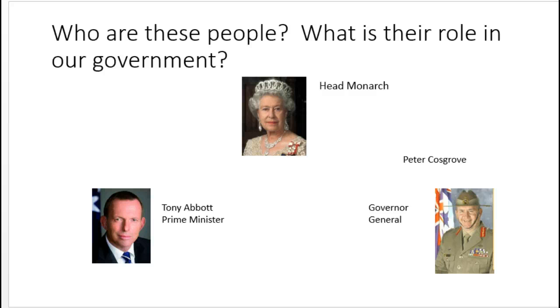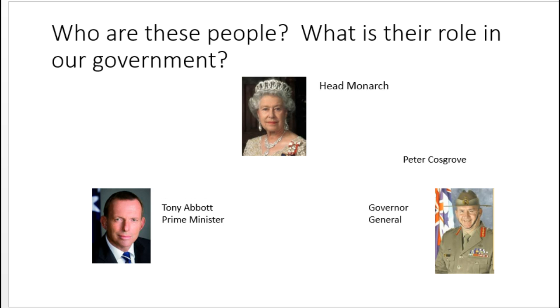Okay. And who are these people again? Queen Elizabeth II. She is our head monarch. She is the head of our government. But she can't be everywhere at once. So she has Peter Cosgrove, our Governor General, and he is the Queen's representative in Australia. And then we have Tony Abbott, who is the head of our country, our Prime Minister, and he is the head of the federal government for our country.